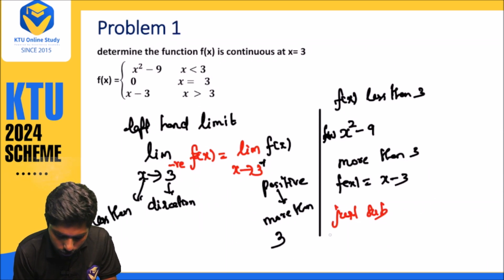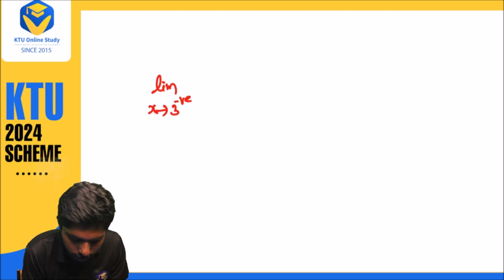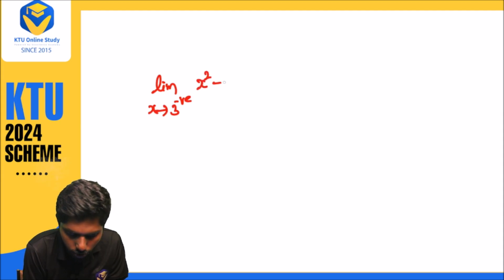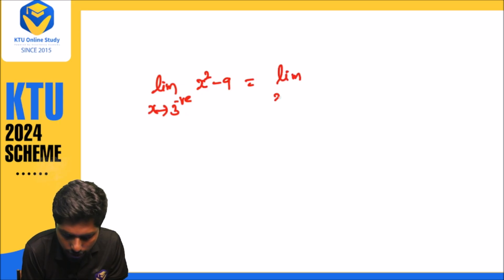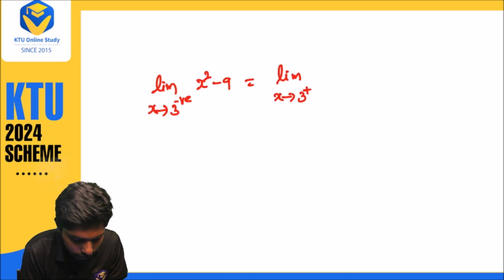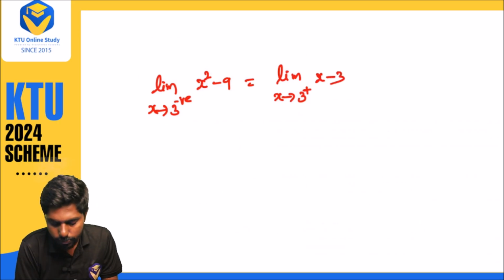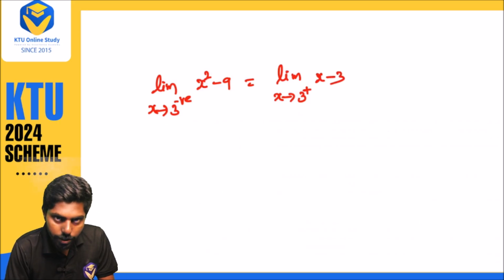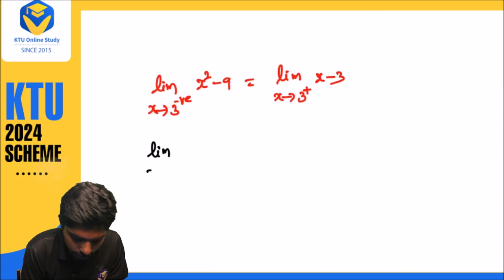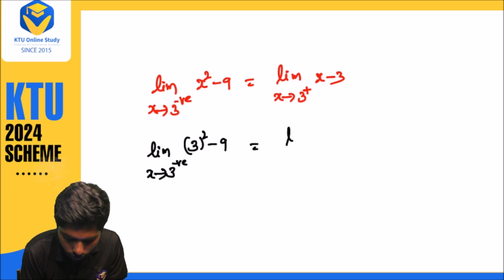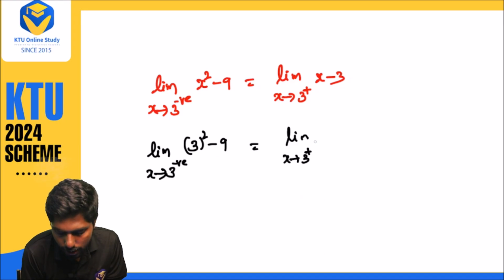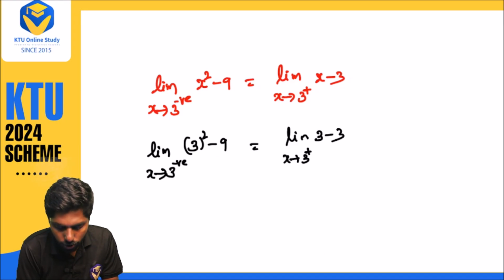So the limit as x approaches 3 in the negative direction of f of x, which is x square minus 9, is equal to the limit as x approaches 3 in the positive direction of x minus 3. Now try to solve the limit. How to solve it? That is 3 square minus 9 is equal to 3 minus 3. So what will happen?